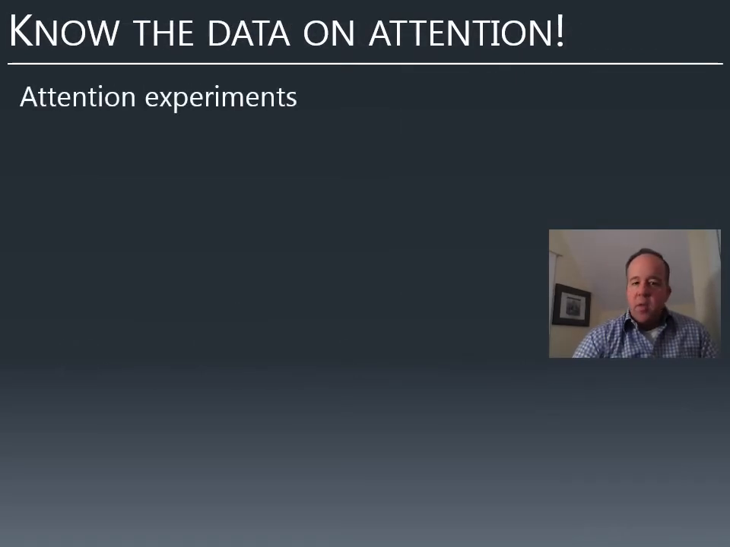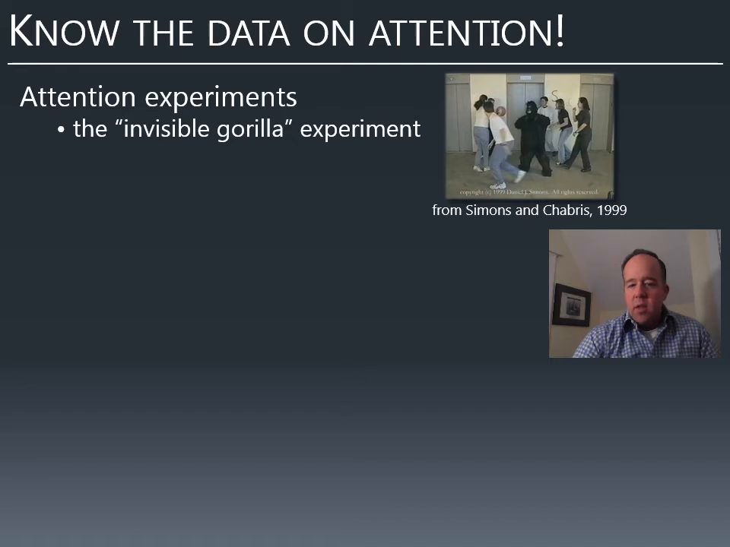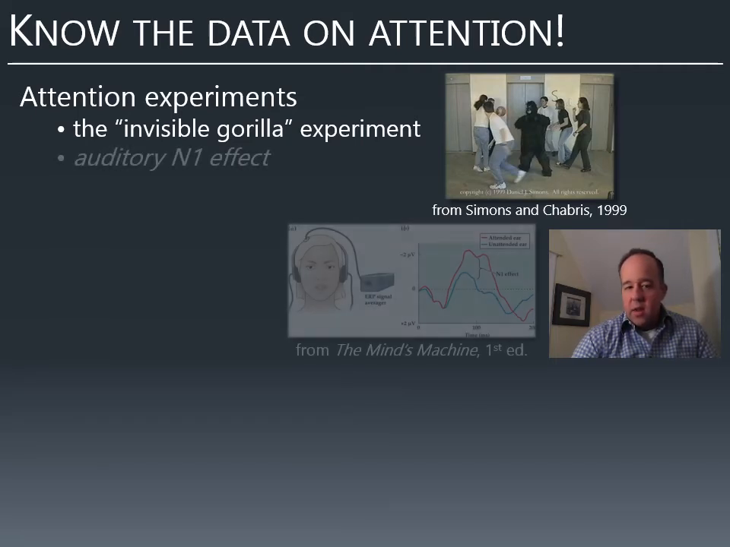And there are a number of interesting experiments on attention. So there's the invisible gorilla experiment on inattentional blindness, where participants that were paying attention to a very hard ball passing task missed the person in the gorilla suit. Because they're ignoring the irrelevant stuff, they didn't notice the person in the gorilla suit. They were focused on their task.